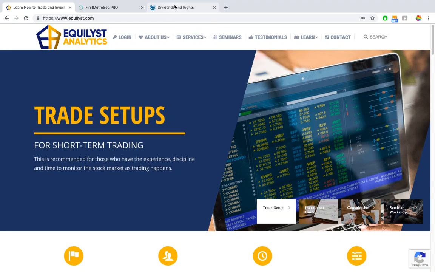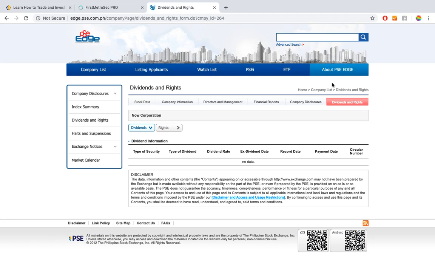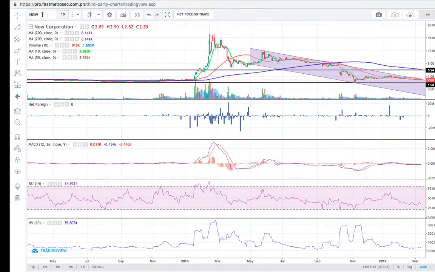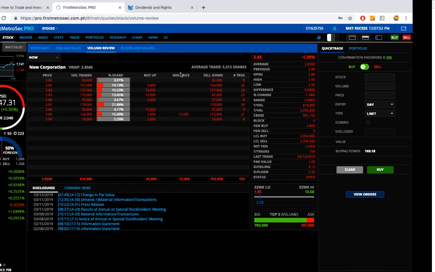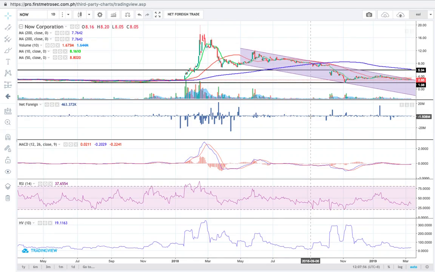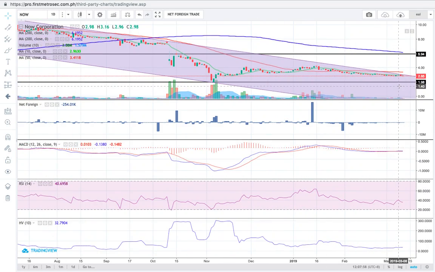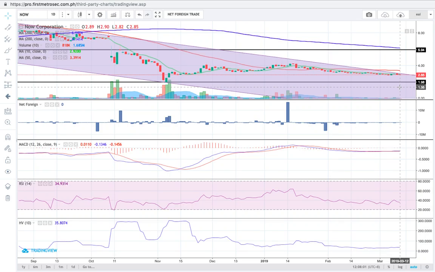Now, before we talk about the chart of Now Corporation, let's check if it has any dividend announcement. Apparently it has zero dividend announcements as of this time of checking. Now let's take a look at the chart of Now Corporation, and later on we're also going to check the price volume distribution review for this stock. As of this time of checking, March 12, Tuesday, Now Corporation is currently being traded at 2.85 as of recess. Intraday high is at 2.90 and the intraday low is at 2.82.